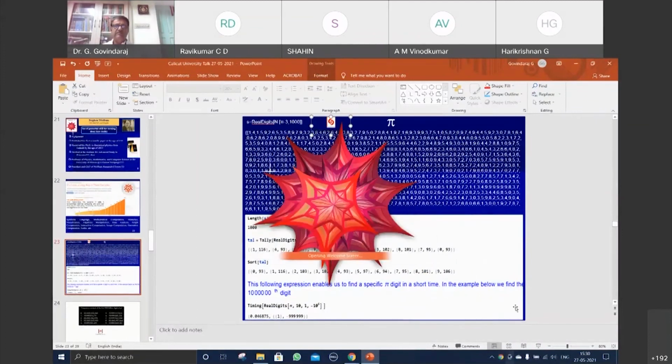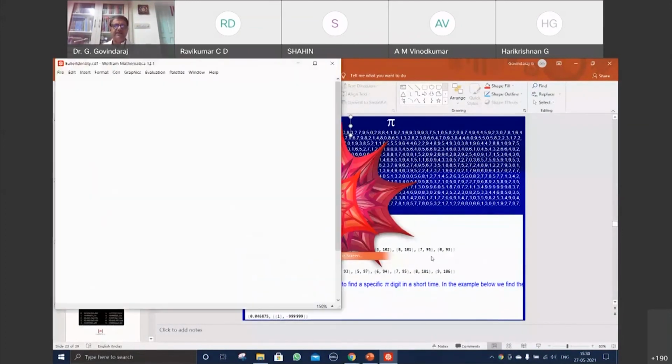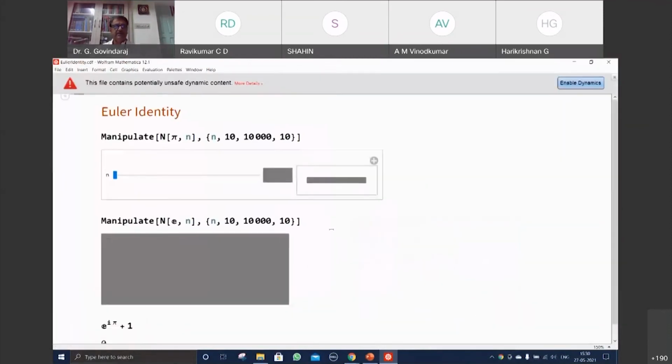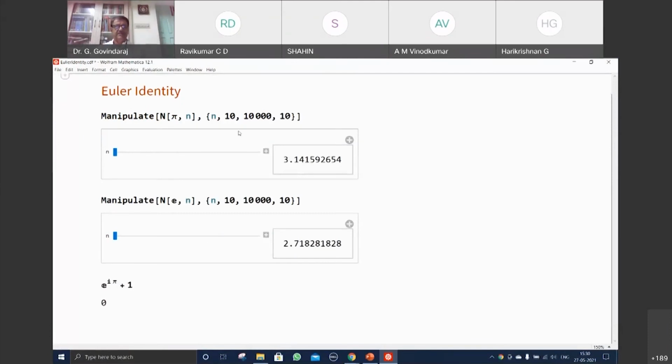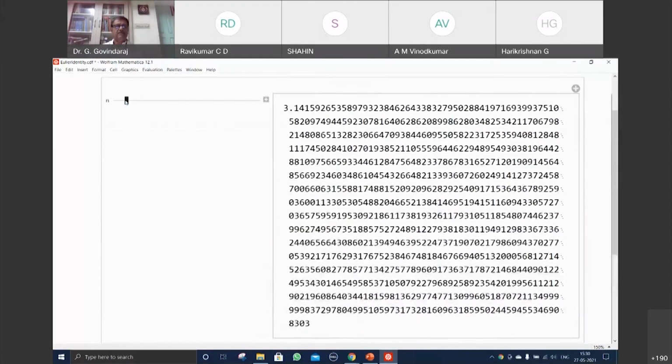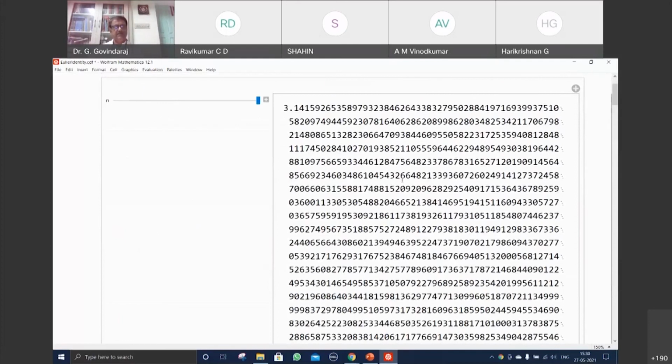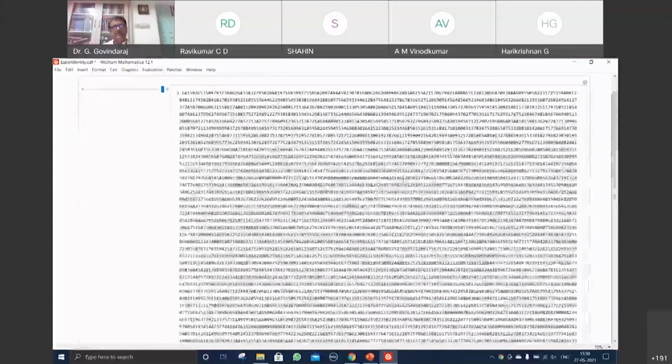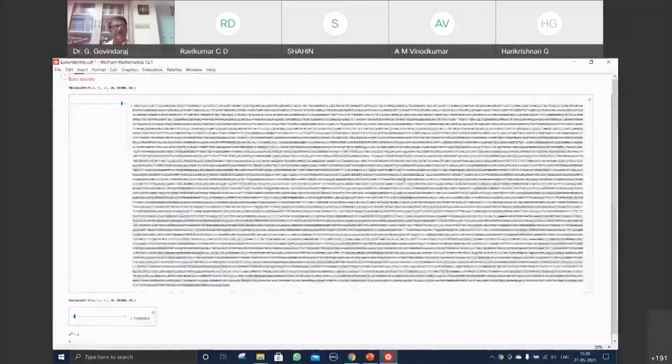I just created a small program to demonstrate this, to see how powerful Mathematica is in handling these numbers. This is the numerical value of pi. I wanted to have pi starting from 10 digits up to 10,000 digits in steps of 10. Probably I have to enable the dynamics. Now it is generating the numbers. Okay, you can see the numbers go on and on. Now I have generated the 10,000 digits. Amazing to see such numbers.